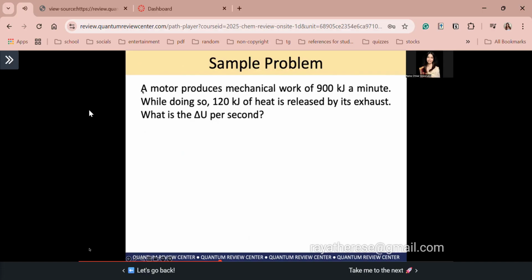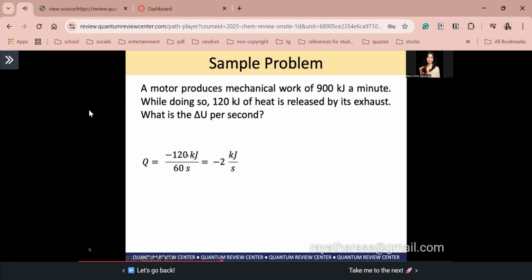With that, let's try to solve this problem. A motor produces mechanical work of 900 kilojoules a minute. While doing so, 120 kilojoules of heat is released by its exhaust. Okay? What is the internal energy change delta U per second? So guys, dapat yung units natin for this problem is what? Kilojoules per second. Para ang makuha natin na internal energy change na value is in kilojoules per second.